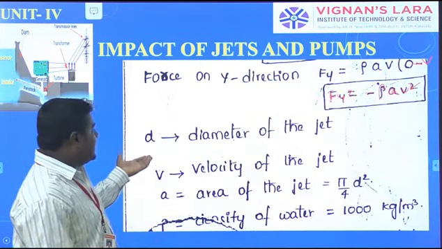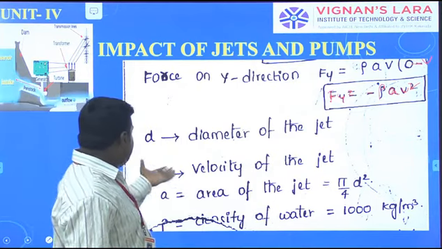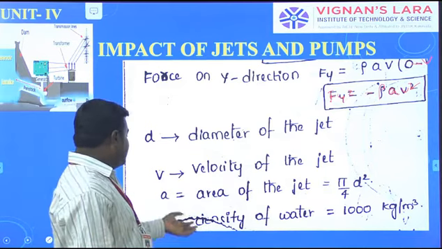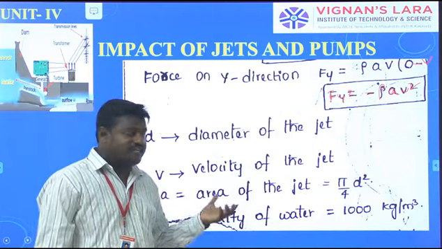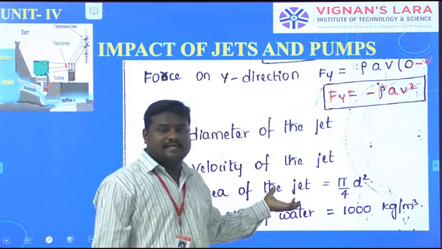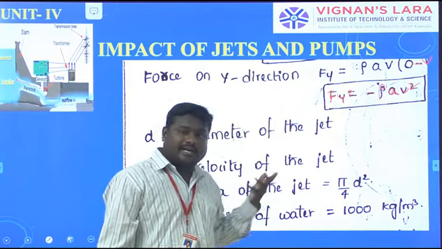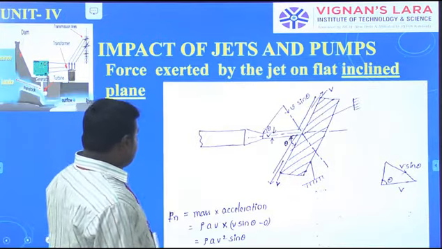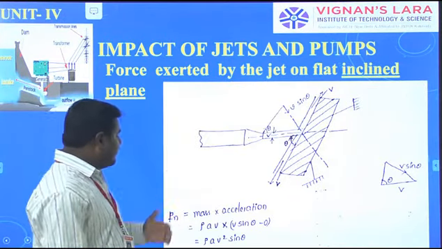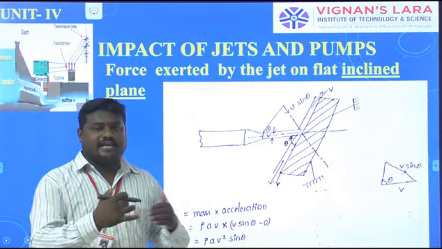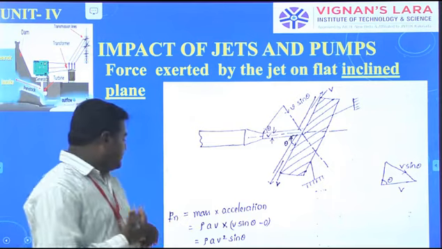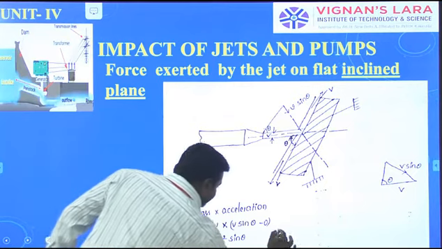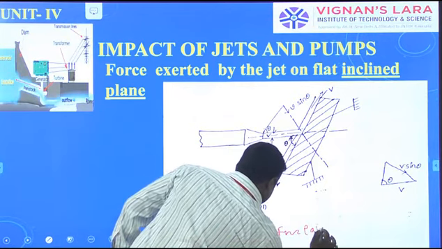Okay, and coming to some of the nomenclature of the formulas: d is the diameter of the jet, V is the velocity of the jet, and A is the area of the jet. If you take the circle formula, it is pi by 4 d squared. And this is the formula for Fn, mass into acceleration. We know mass into acceleration, that is rho A V into V sin theta minus 0. Finally Fn equals rho A V squared sin theta.